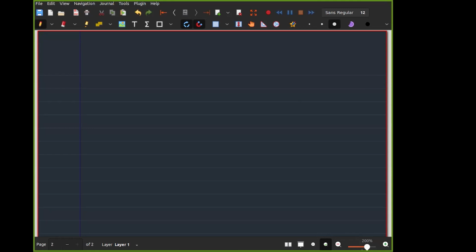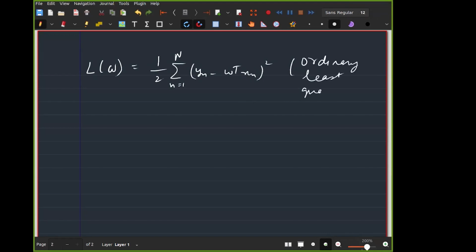So let's get back. Once you have your loss function, which is basically just half of the sum over n equal to 1 to capital N of yn minus w transpose xn whole square, this is my loss function, and it is the loss function for something called ordinary least squares. Why? Because eventually I will minimize this loss function. So first, it is the sum of squares, and then minimizing. That's what least squares means here.